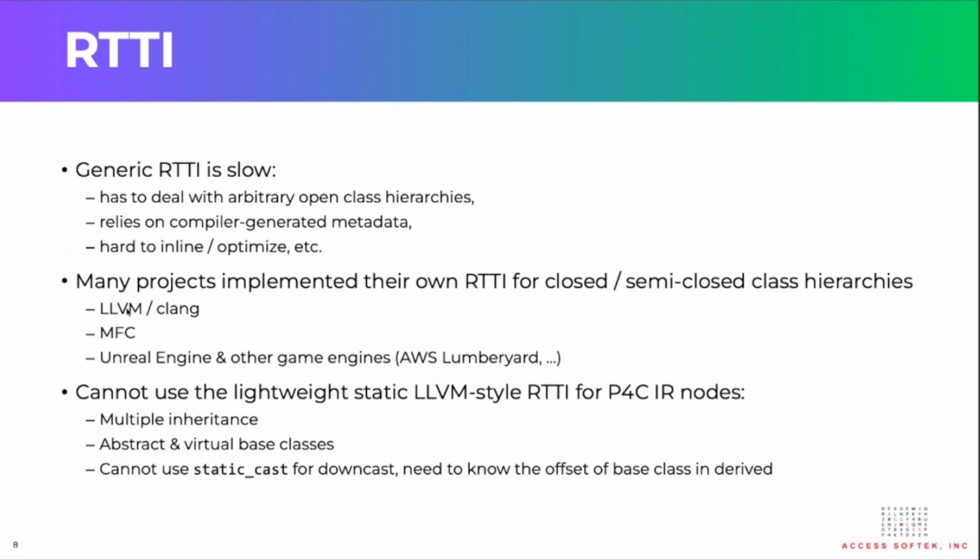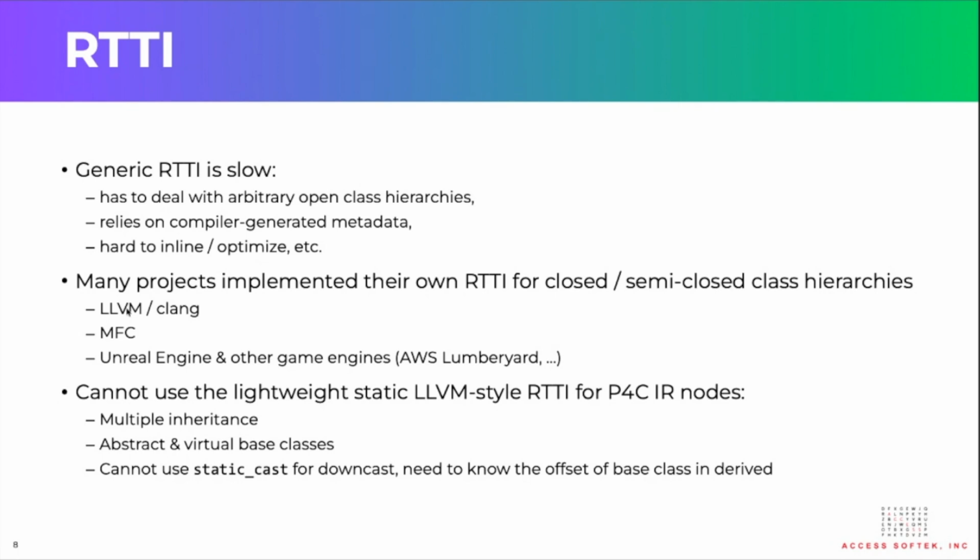But certainly there are some implementations and some code bases that execute RTTI a lot. Another reason why generic RTTI is slow is because it has to deal with arbitrary open class hierarchies. And it's pretty hard for the compiler to inline or optimize through these calls because they're just runtime library calls supplemented with compiler-generated metadata. To solve this problem, many projects implemented their own plugin RTTI implementation for closed or semi-closed class hierarchies. There are lots of examples, so I just collected a few of them.